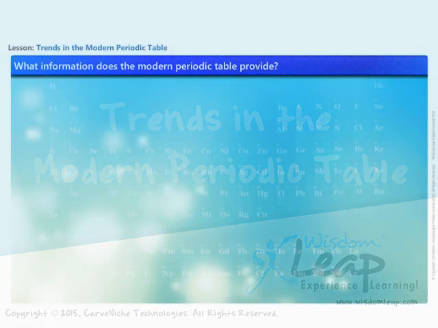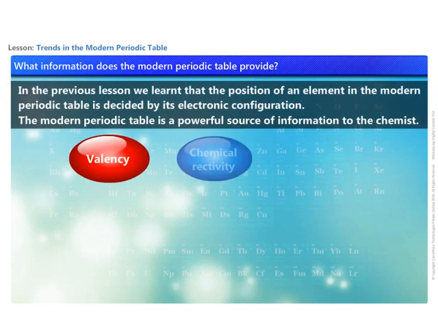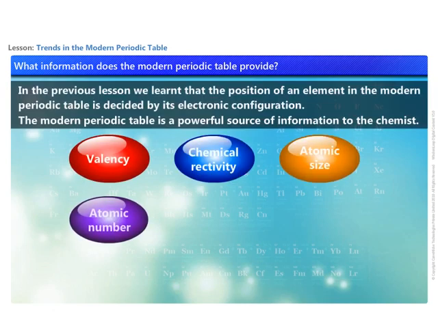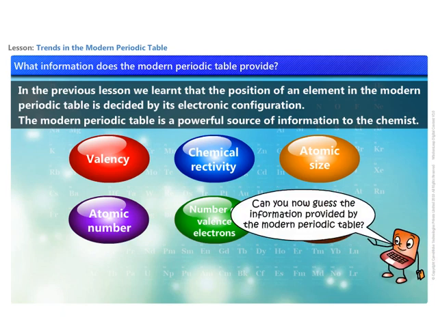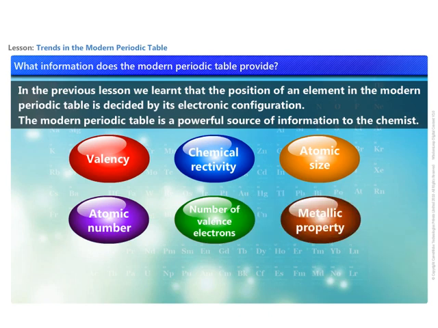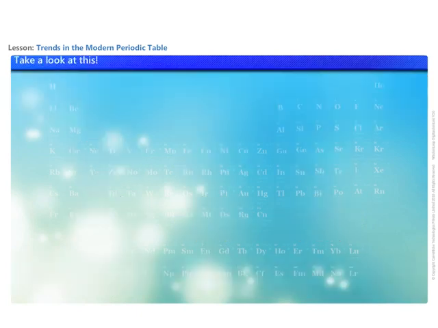What information does the modern periodic table provide? In the previous lesson, we learned that the position of an element in the modern periodic table is decided by its electronic configuration. The modern periodic table is a powerful source of information to the chemist. Can you now guess the information provided by the modern periodic table? The modern periodic table gives information about many other properties of an element.